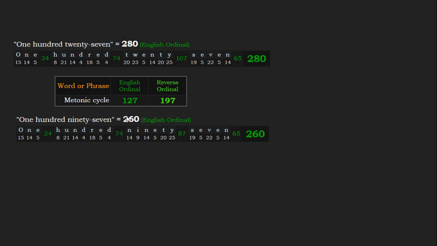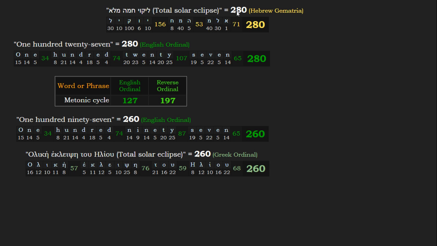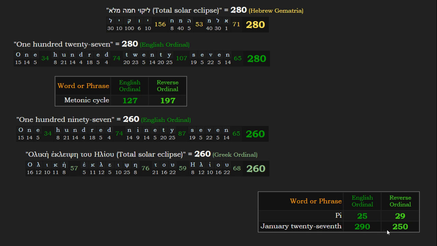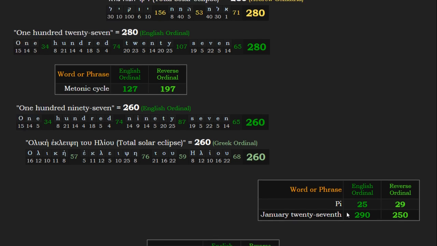When you write out the numbers 127 and 197, you get ordinal values of 280 and 260. In Hebrew, total solar eclipse equals 280. In Greek, total solar eclipse sums to 260. Think about the date written 1/27, January 27th. Notice how when you spell this out, it has matching gematria with the word pi. And towards the end of this video, we'll be looking more closely at how the calendar codes pi into the dates as well.